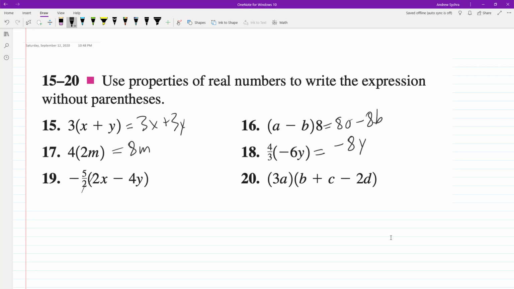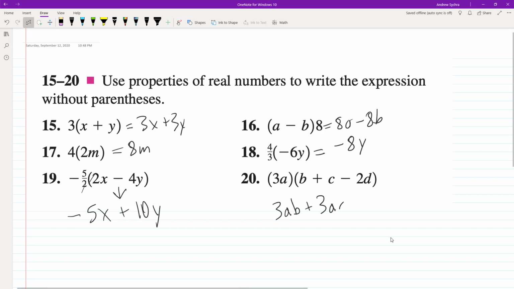So the 2's cancel out. So we end up with negative 5x, negative, negative, positive, plus 2 on the bottom makes this a 2, so it goes plus 10y. Here, distribute 3a, so we get 3ab plus 3ac minus 6ad. That's an A.